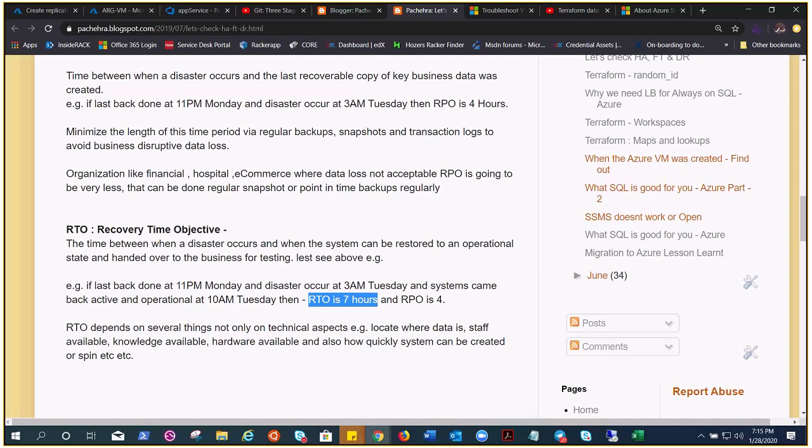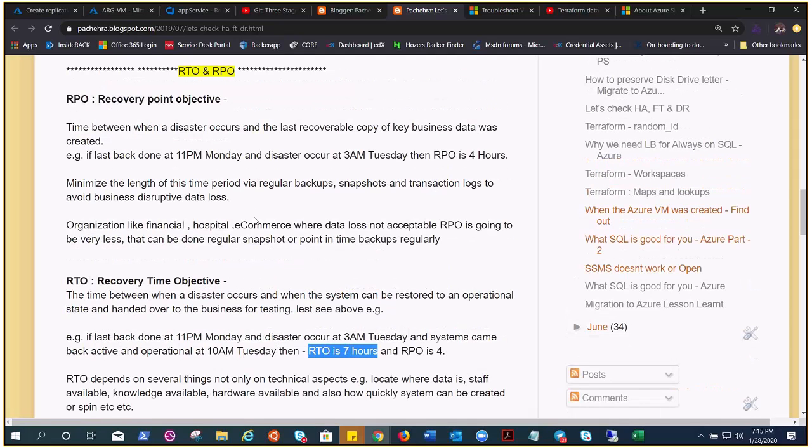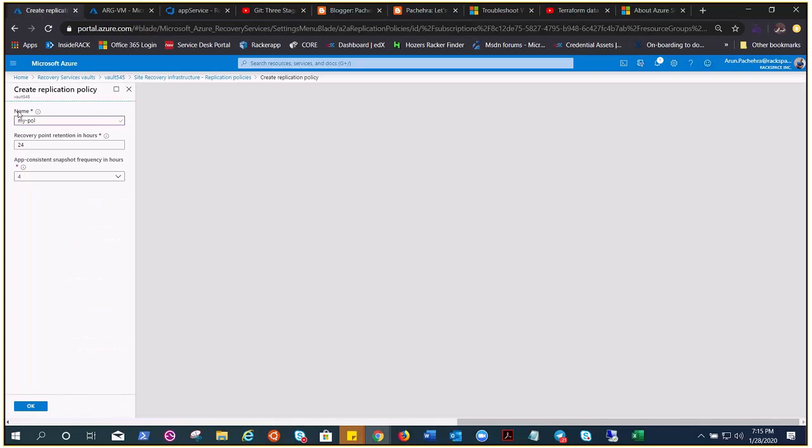So that's what the RTO is. And ASR provides you as low as 30 seconds of RPO. If I show you, this is the replication policy. This is 24 hours.